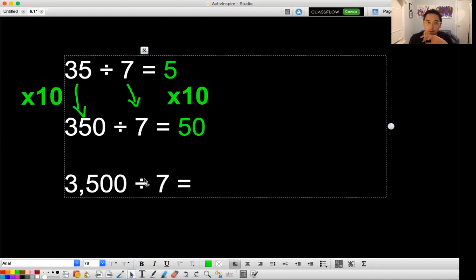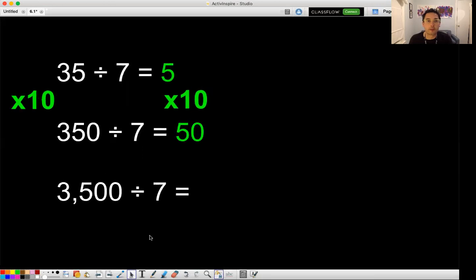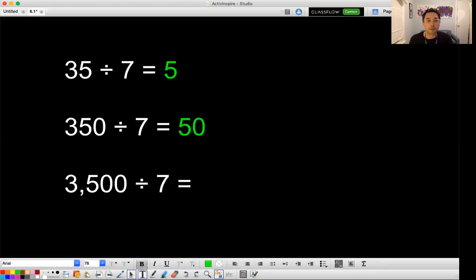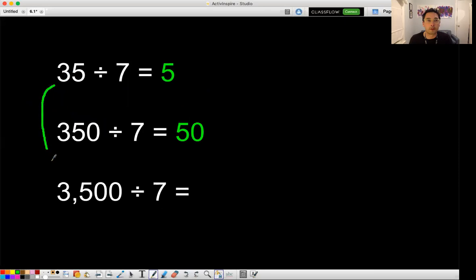All right, so now we can take this basic fact again, 35 divided by 7 equals 5, and now get to 3,500 divided by 7. I'm still using this basic fact family. And this time I have to go from here all the way down here. I still see my 35 in there, but instead of being just 35, now it's 35 hundreds. So because I have a 0 and a 0 here, that means it's times 10 times 10.